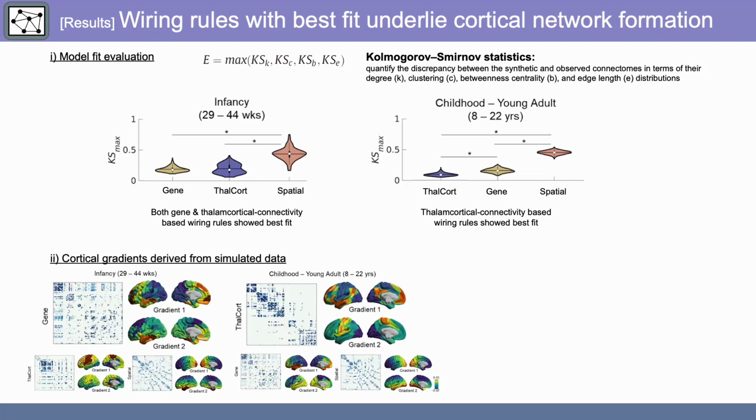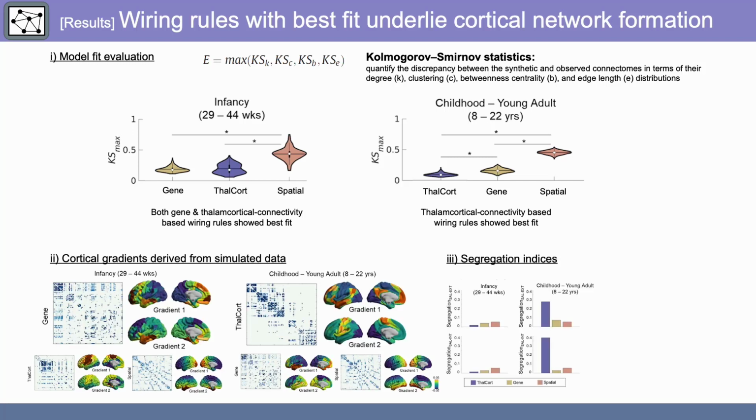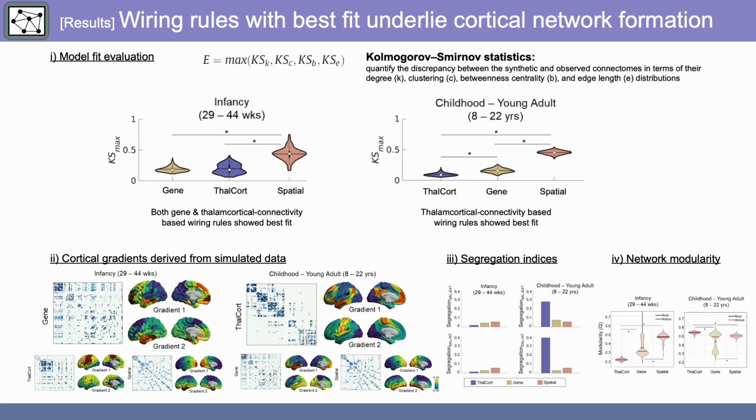Next, using the simulated data, we extracted cortical gradients, calculated the segregation index, and assessed network modularity. I won't go into the details here, but these various measures substantiate the importance of thalamocortical connectivity in the emergence of large-scale organization and segregation between the external and internal processes.